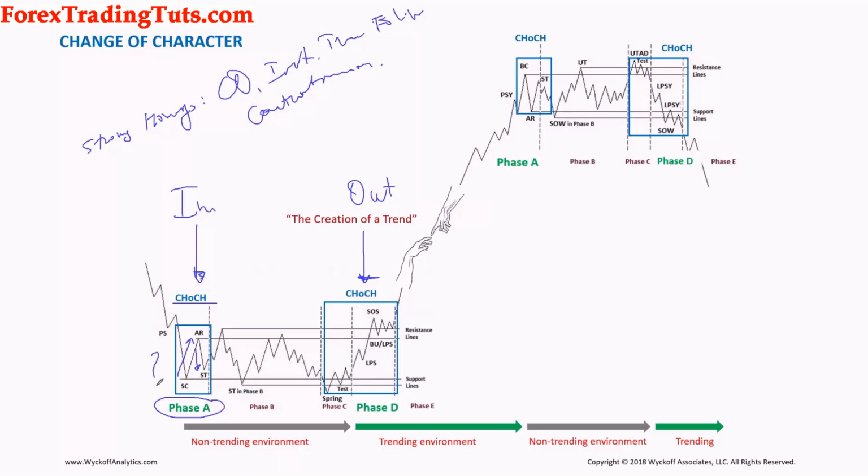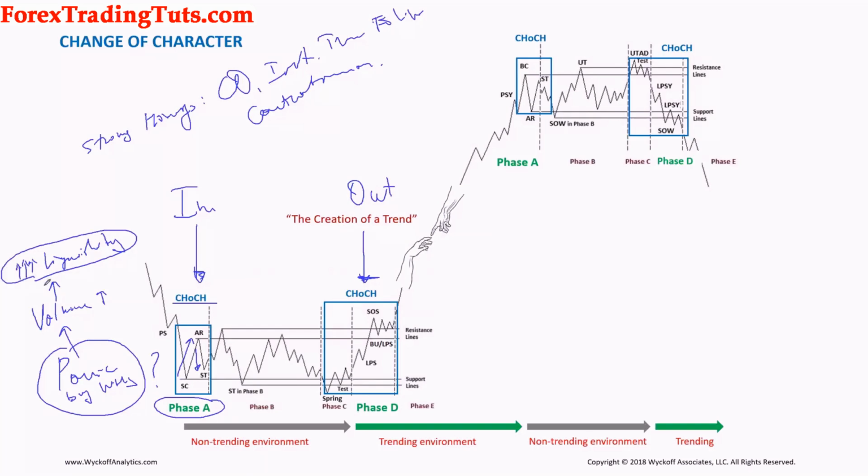What are they seeing here around the climactic action? Well, what they see is a panic by weak hands, which basically leads, on the very technical physical level, to an increase in volume signature and therefore a very substantial increase in liquidity. And by liquidity, I mean the availability of shares in big quantities.